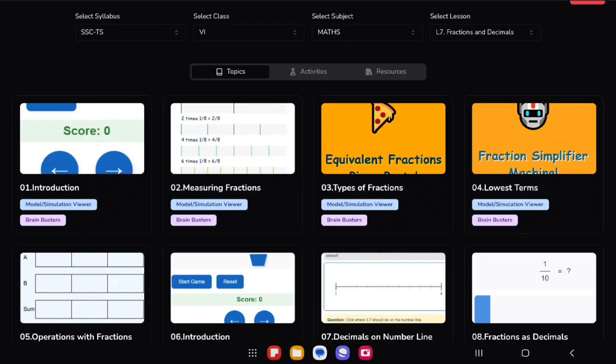Now in today's session we are going to be continuing from where we had left off previously. We are going to be talking about types of fractions today. In the previous session we had learned all about what fractions are, how they represent parts of a whole. Numerator, denominator, all of these things we had discussed. Today we will be discussing types of fractions.